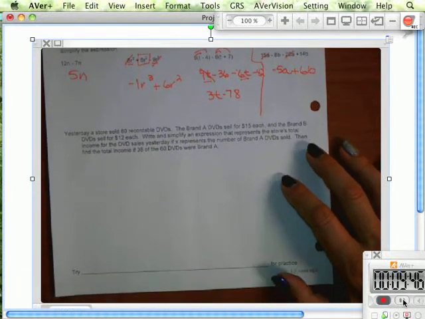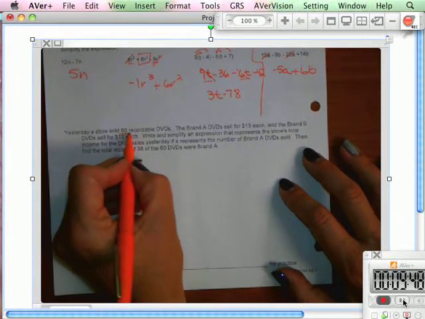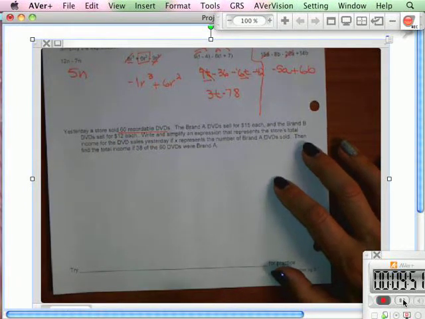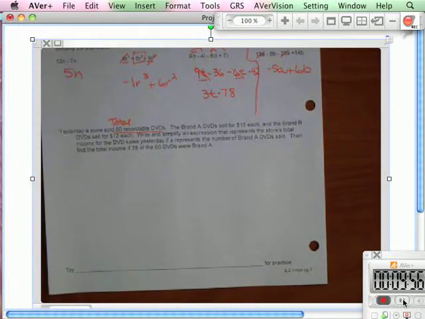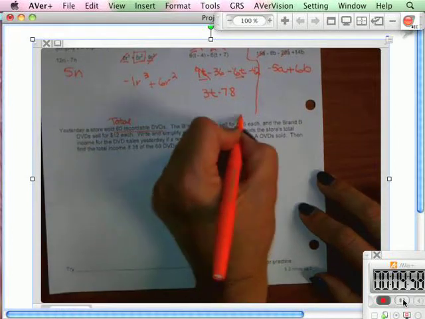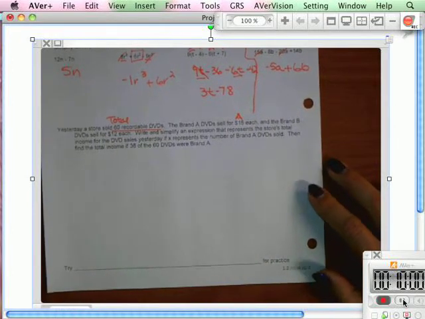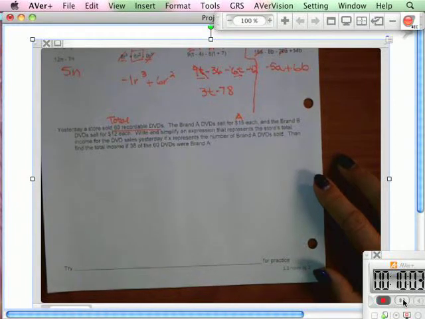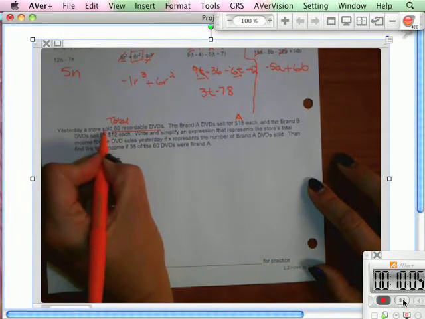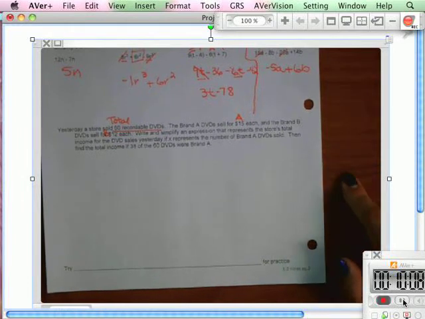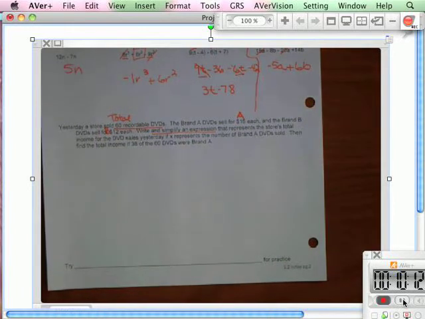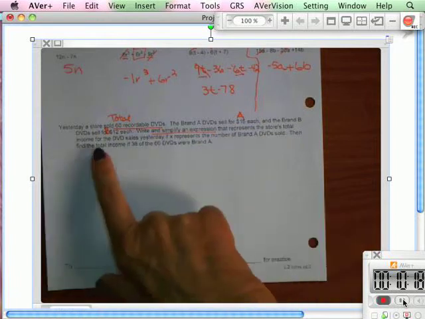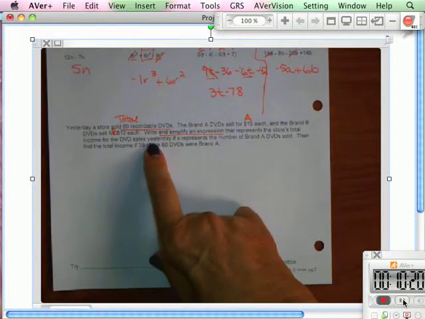Okay. Yesterday, a store sold 60 recordable DVDs total. Well, this is a little old. The brand A DVDs sell for $15 each. That might be handy later. I'm going to put an A right there. And the brand B DVDs sell for $12 each. I'm going to put a B right there. Write and simplify an expression. So I got to write an expression, which means I'm going to have a variable. Okay? Got to write an expression that represents the store's total income for DVD sales yesterday.